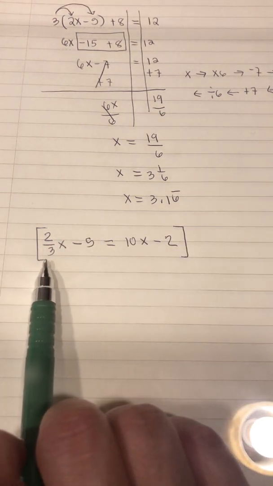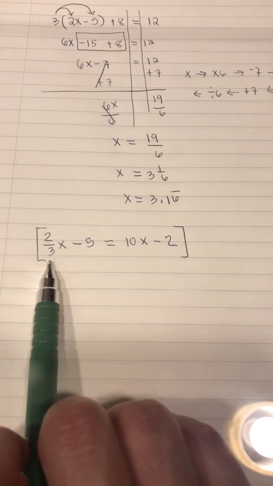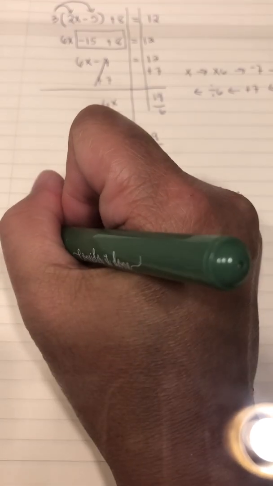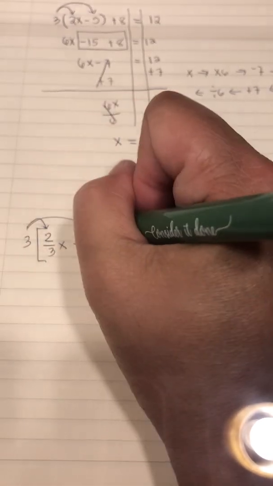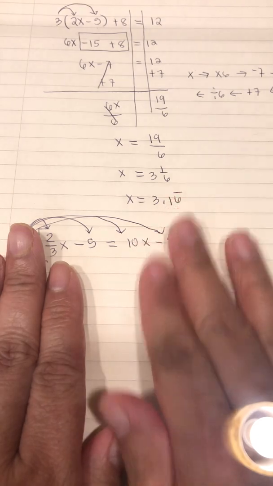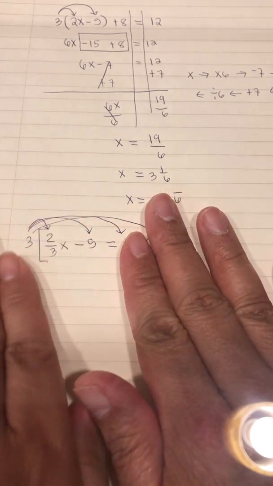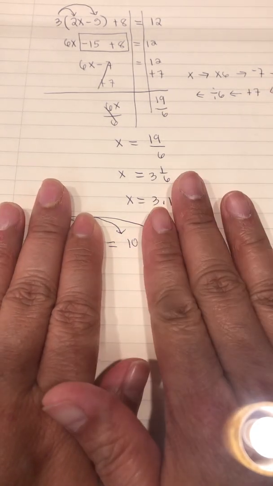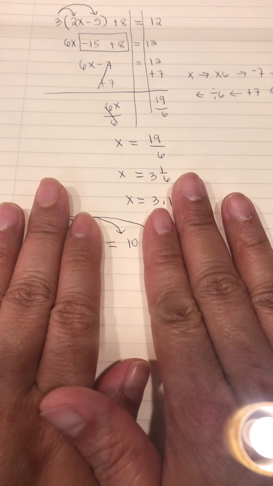So the denominator here is 3. So multiply everything by 3. And this works because if it is an equation, whatever you do to one side, if you multiply this by 3 and you multiply this by 3, everything would still be equal.